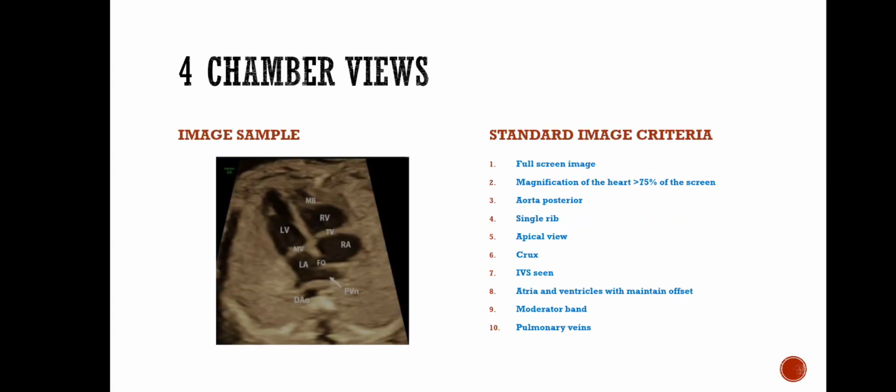Now, standard four-chamber view. When obtaining the four-chamber view, ensure that the heart occupies more than 75% of the screen. The crux should be clearly visible. Both atrioventricular valves should show normal offset. The interventricular septum, moderator band, pulmonary veins and chamber symmetry should all be carefully evaluated. Never rush through this view. It is the foundation upon which the entire cardiac examination is built.